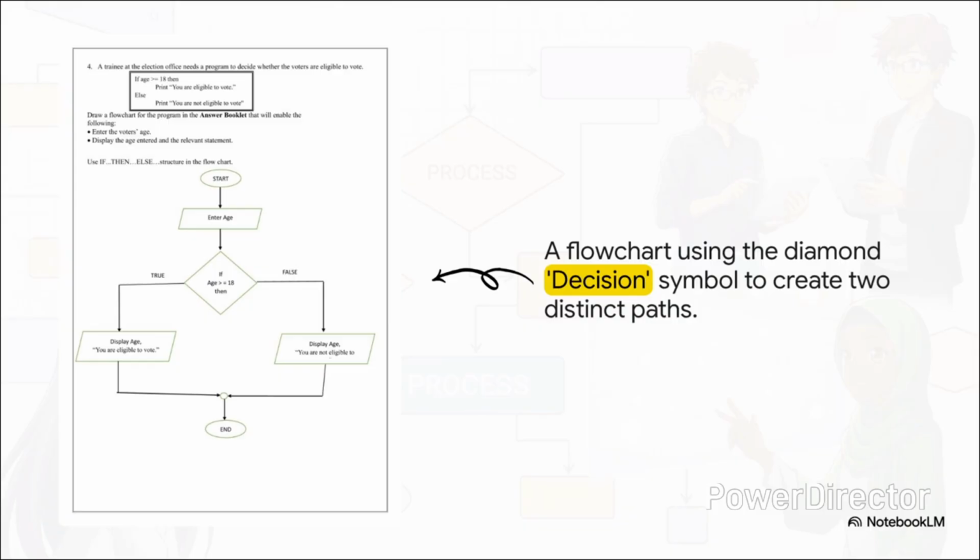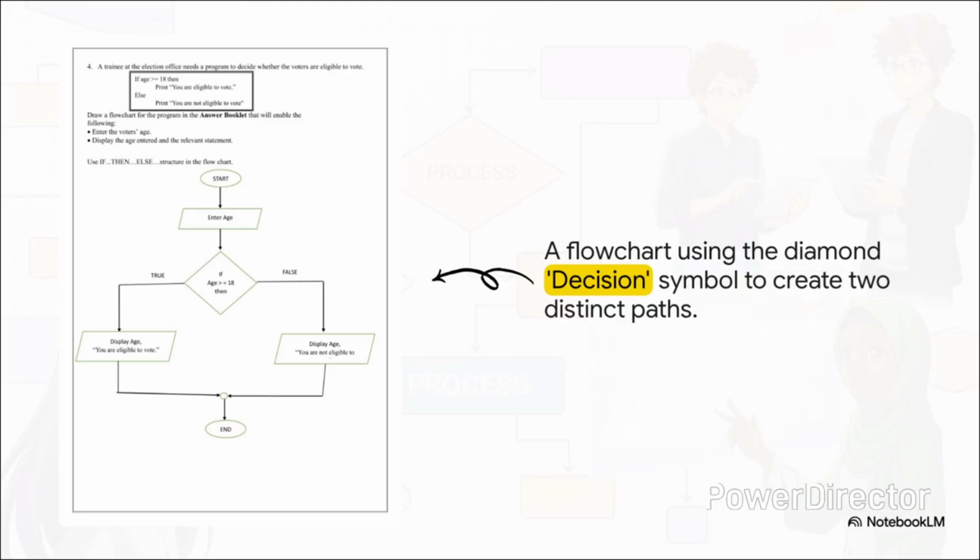We start, we get the person's age as input, and then, boom, we hit the decision. Is age 18 or older? And you can see the two paths branching out. If the answer is true, the flow goes down one path to an output that says eligible to vote. If it's false, it goes down the other path to not eligible to vote. And see how both paths eventually come back together to the same endpoint? That's what I mean by logical branching made visual.